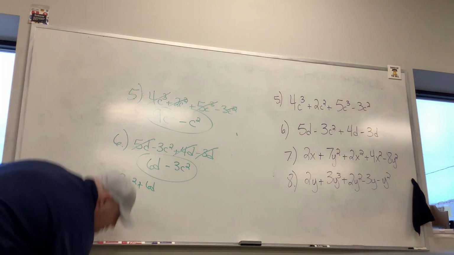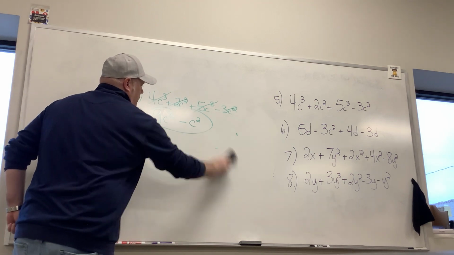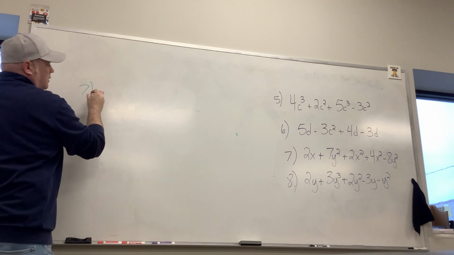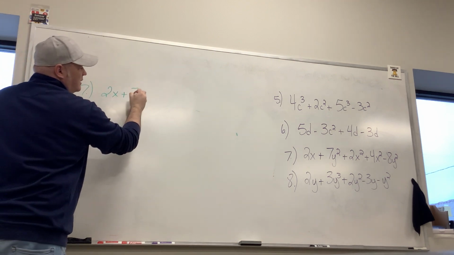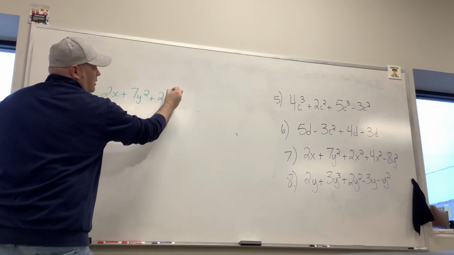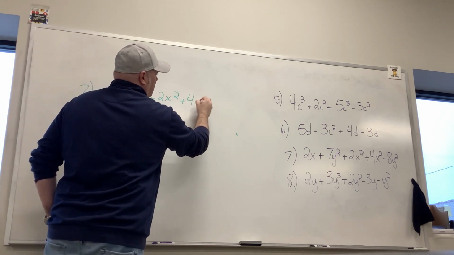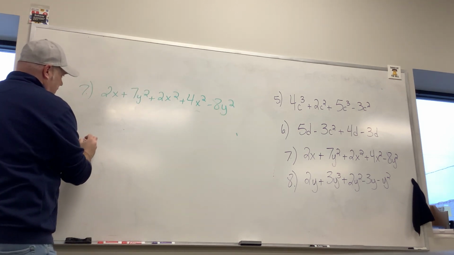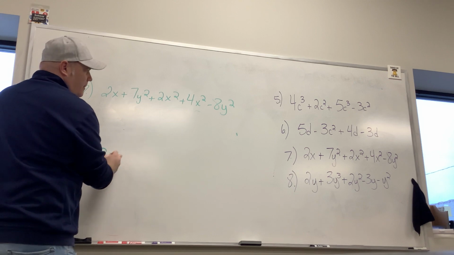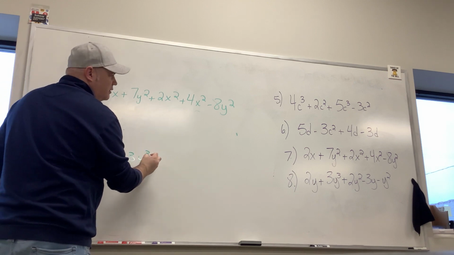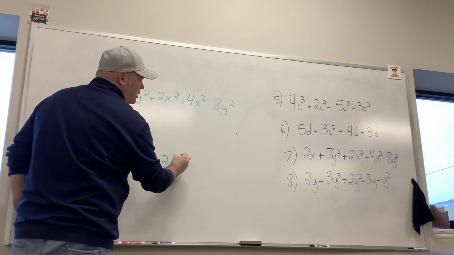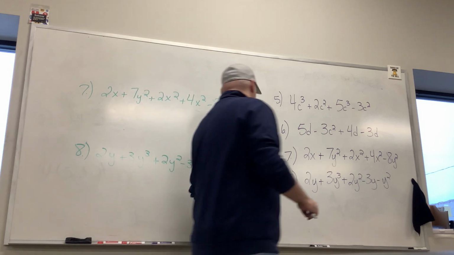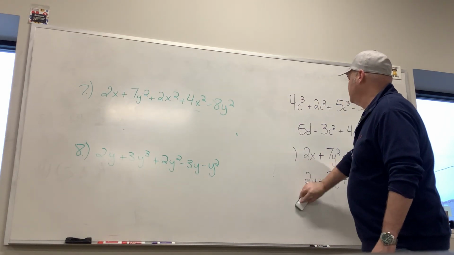Number 7. 2x plus 7y squared plus 2x squared plus 4x squared. Wow, I put a long one up here. Nice. And you're going, yes, I know, I had to do this. And let me go ahead and write number 8 as well. 2y plus 3y cubed plus 2y squared minus 3y minus y squared. Okay. There's number 7, there was number 8.